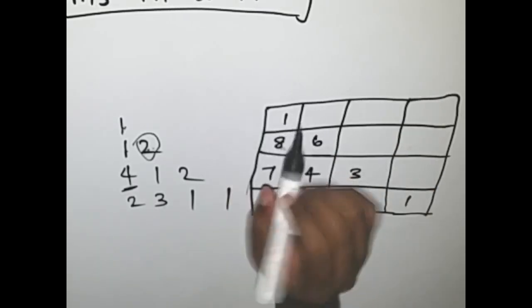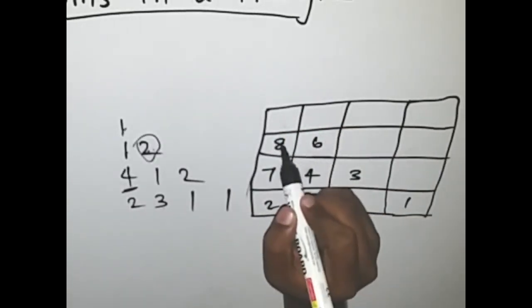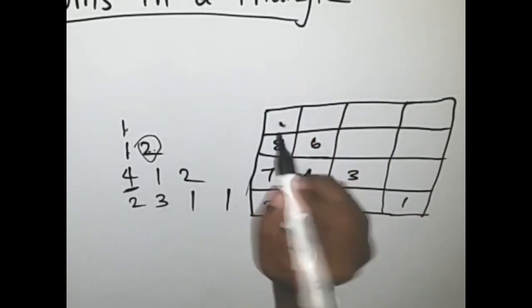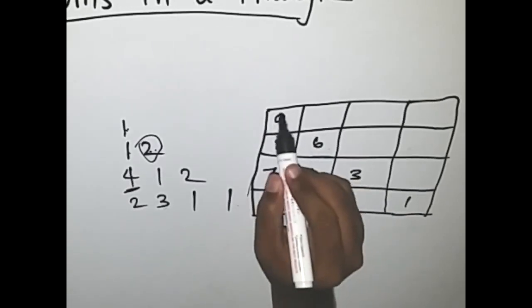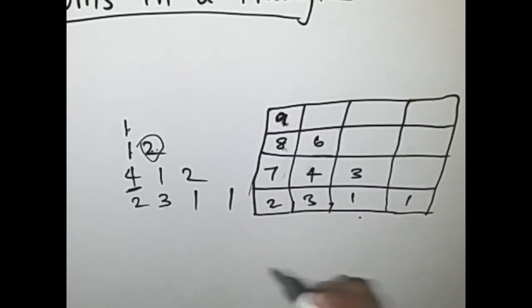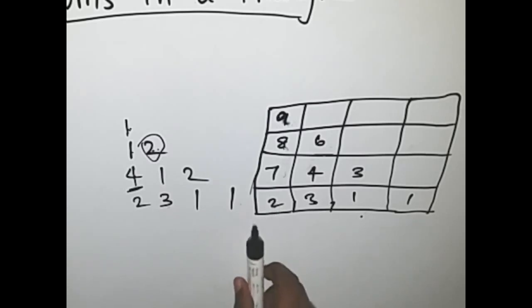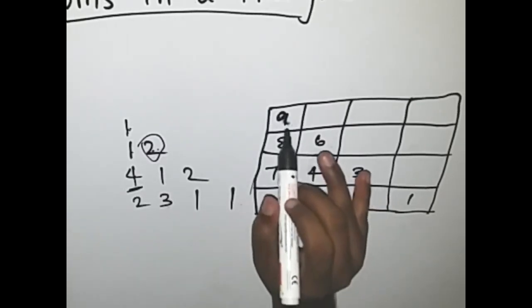Now for the first row, we take the maximum of 8 and 6 and add it to 1, which we had got here, and store it there. So it becomes 9. So this 9 is the answer to the problem, and that's how we got the answer. We took the bottom up approach, and we went on reducing the size of the triangle by taking a row out of the triangle, and thus we got the answer here.